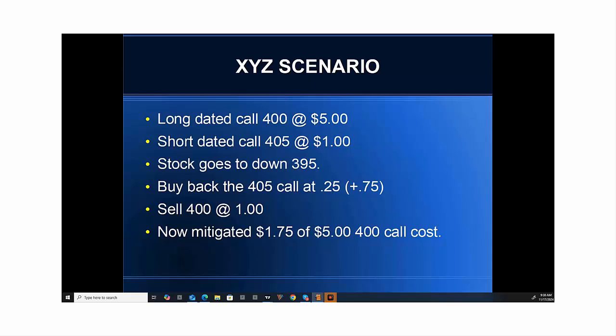So what we're going to do now is change it into a calendar spread, and here's where I get to the flexibility. So instead, we buy that 405 back, and now we're going to sell a 400 for $1. So we've made 75 cents. We've now collected another dollar, so we've taken $1.75 of that $5 cost in. So that is how we mitigate our costs.